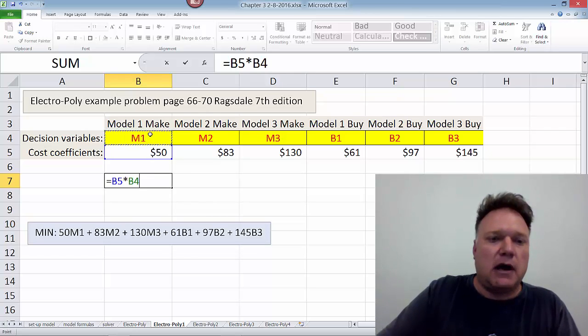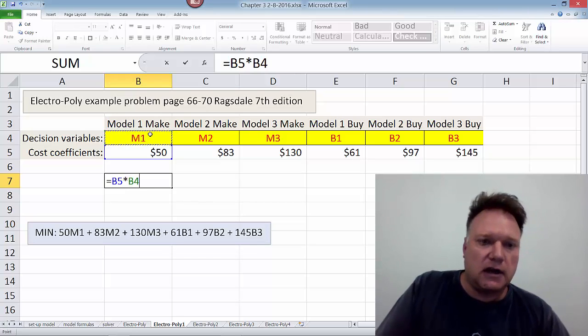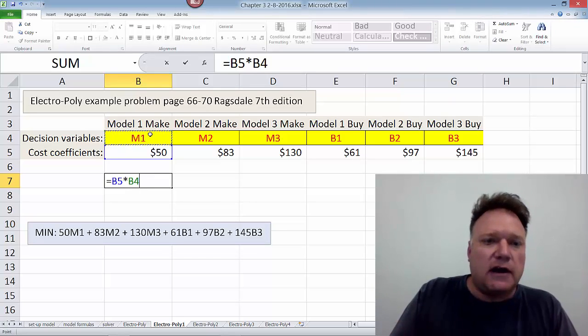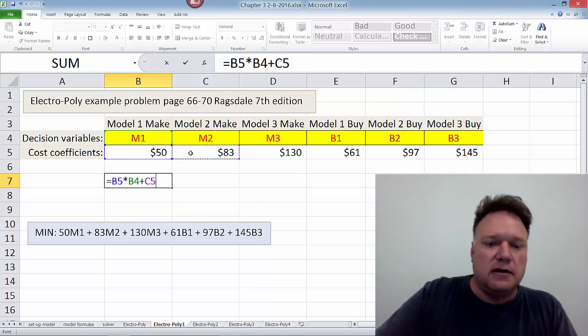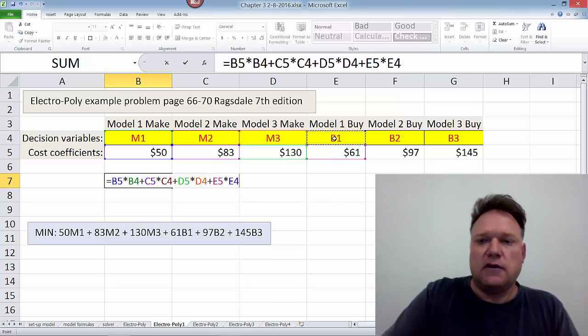So I'm looking in the blue box. That's my math model. First I come up with my math model. Then it's very easy to do the formulas. Plus 83 times M2 plus 130 times M3 plus 61 times B1 and so on down the line.